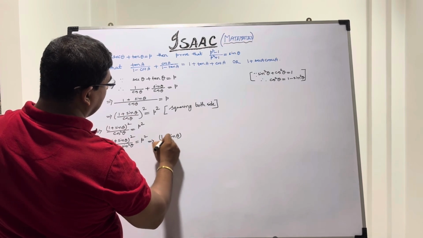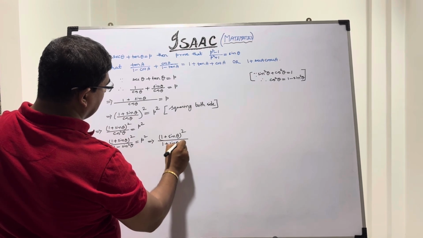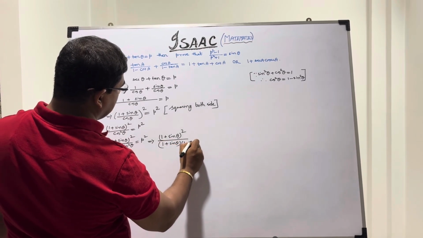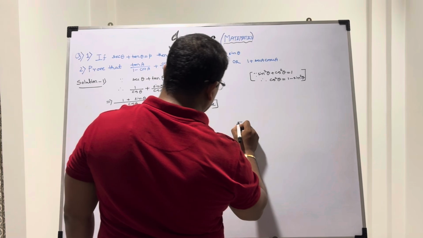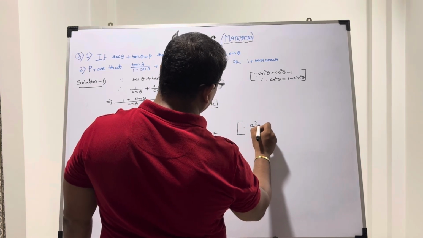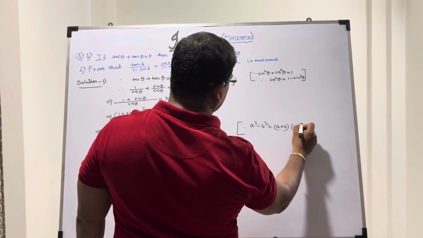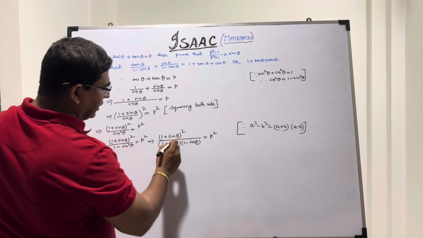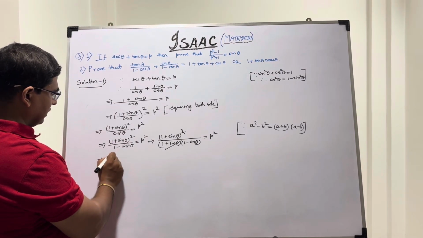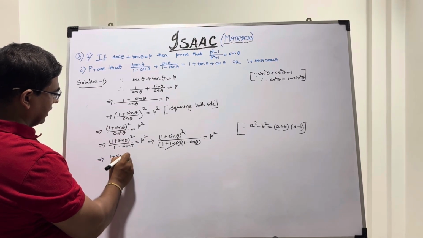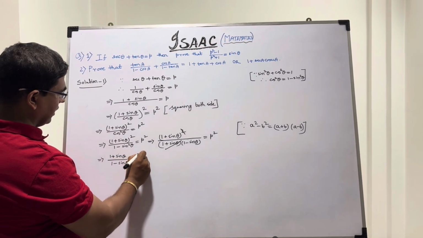So this implies (1 plus sin theta) whole square divided by (1 plus sin theta) into (1 minus sin theta), by using the algebraic identity a square minus b square equals (a plus b) into (a minus b). Then we can cancel this 1 plus sin theta from the numerator and denominator. Thus we get (1 plus sin theta) divided by (1 minus sin theta) equals p square.